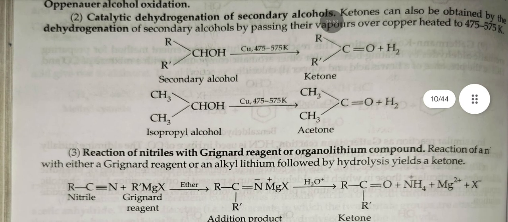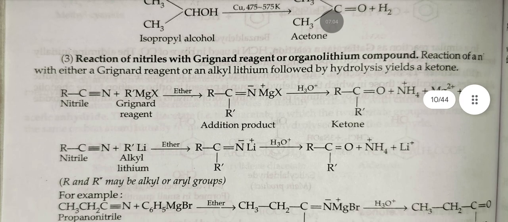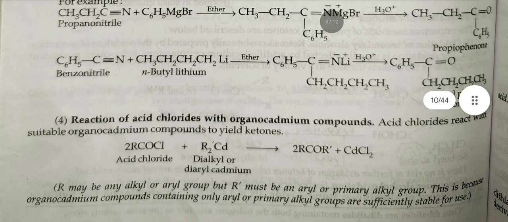Catalytic dehydrogenation of secondary alcohols. Ketones can also be obtained by the dehydrogenation of secondary alcohols by passing their vapors over copper heated to 475 to 575 Kelvin. Reaction of nitriles with Grignard reagent or organolithium compound: the reaction is carried out in ether with Grignard reagent.